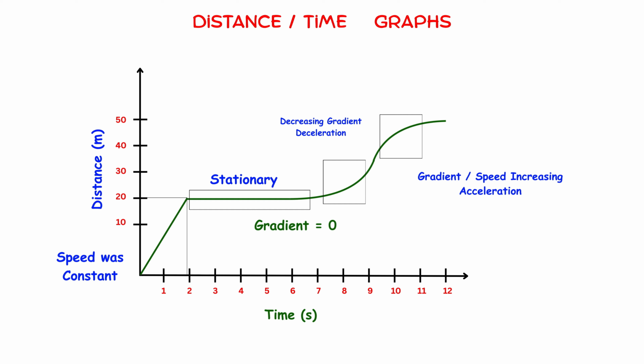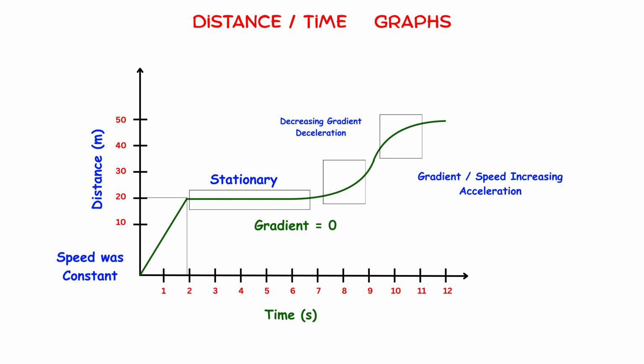Now, if the line starts to get steeper as it progresses, it means that the gradient is increasing, and since gradient corresponds to speed, this part of the graph represents acceleration, which is an increase in speed. On the other hand, if the line becomes less steep or the gradient decreases, it indicates deceleration, meaning the object is slowing down.